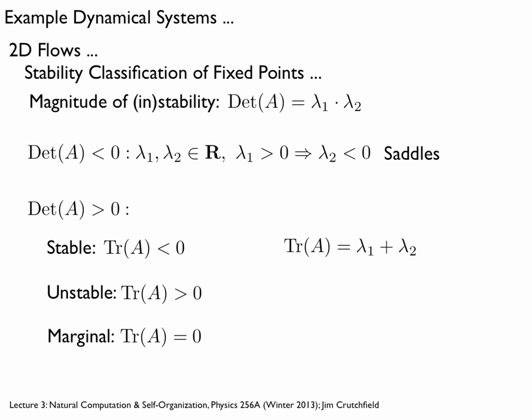Okay, and then when the determinant is positive, we need to capture all the cases, so we look at the trace, which is just the sum of the eigenvalues. So the trace of the Jacobian is the sum of its eigenvalues. You can show that when the trace is negative, even if one of these is positive, the other is a lot more negative, then we're going to end up with a stable fixed point. The opposite case, when they sum up to being positive, and then we have the marginal case we showed before with the cycle.